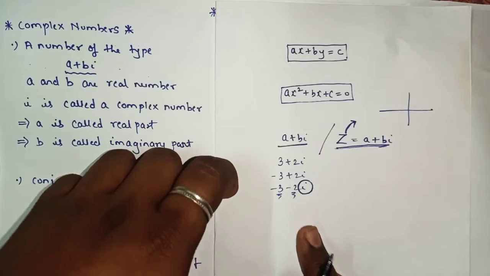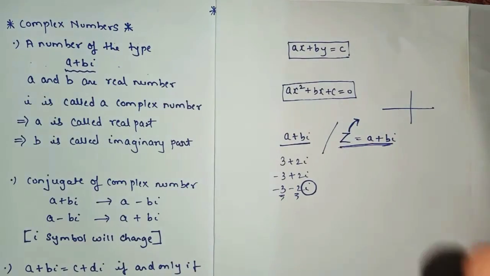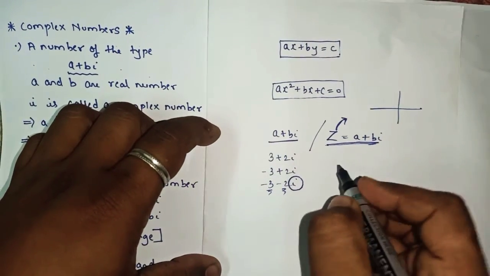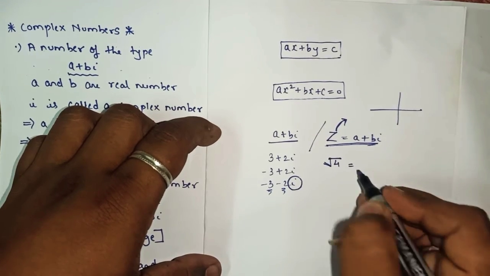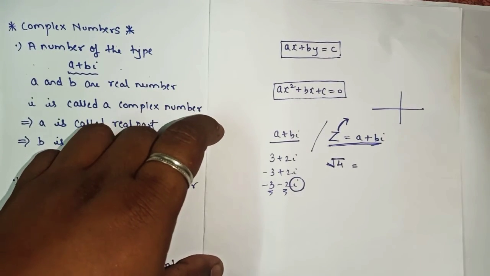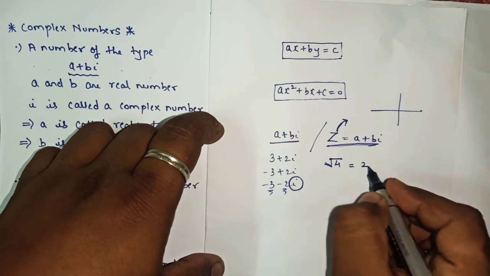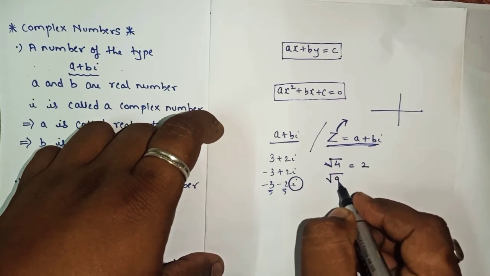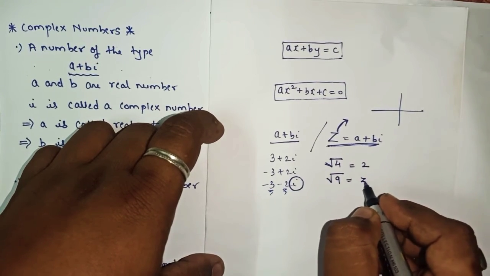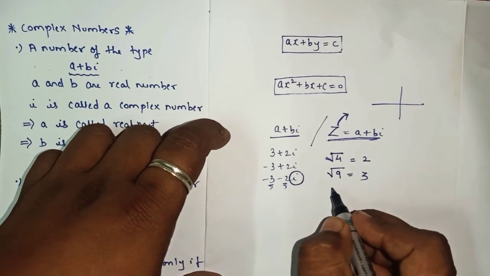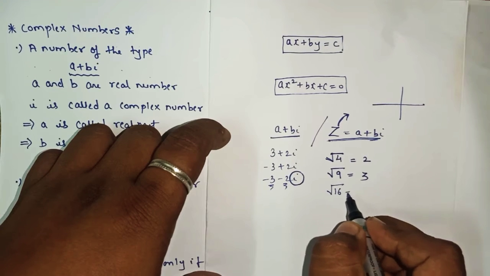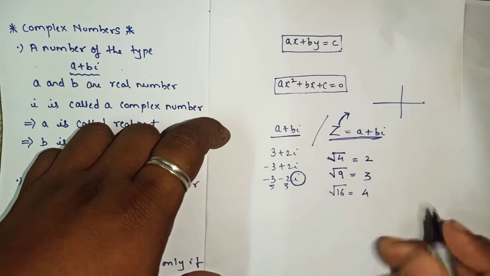Now we'll see why the mathematician who designed this chapter took i, and what the reason behind that was. Suppose I ask what the square root of 4 is. What will your answer be? You will say 2. If I say the square root of 9, you will say 3. We take the positive answer only. The square root of 16, what will you say? You will say 4.